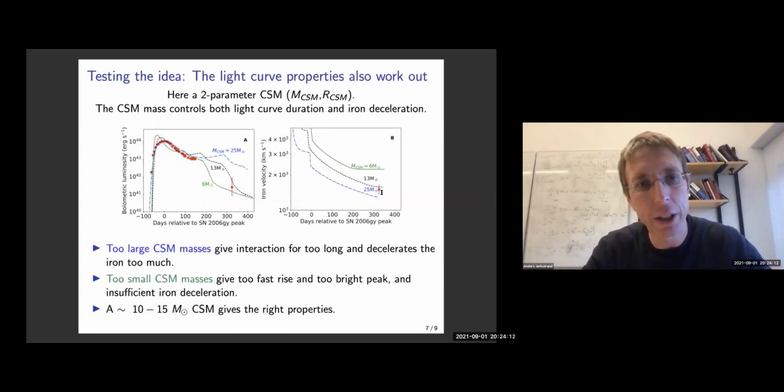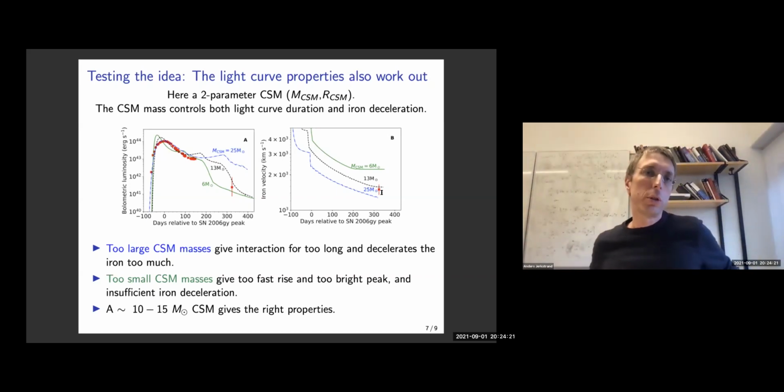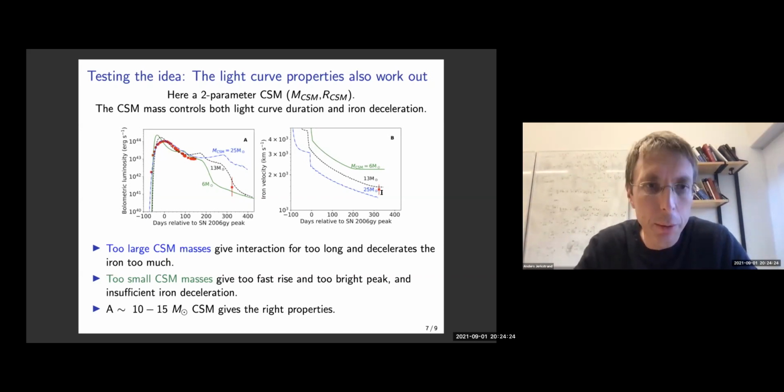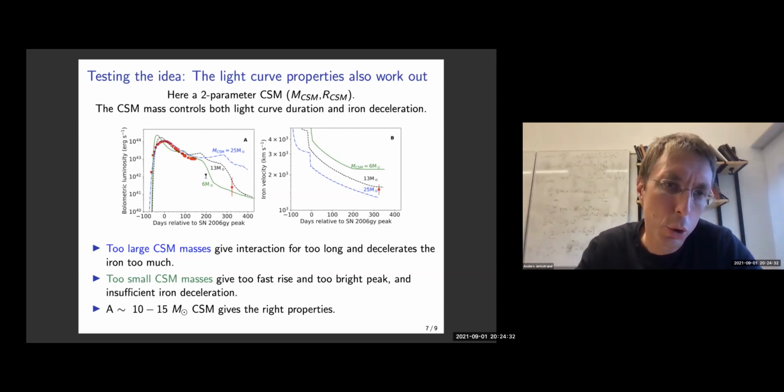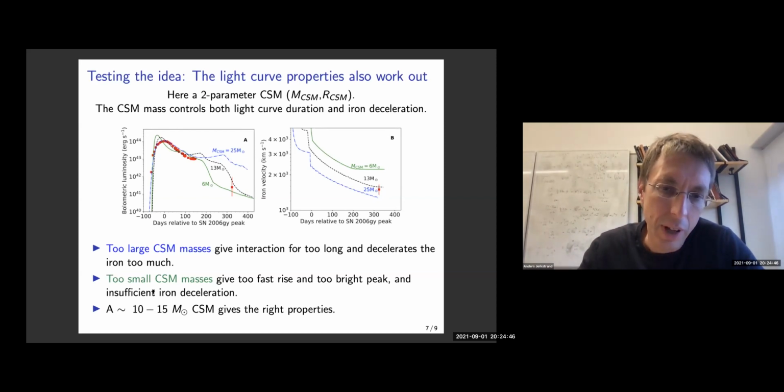We then said, what about the light curve? Can we make this extremely bright light curve? And so we took again a standard Type Ia explosion model, and we took a publicly available radiation hydrocode, and we just slammed it into a shell of material with different mass. And yeah, you can make the right luminosity and duration here. Now, this modeling is quite simple, but we tried to say, okay, what is the mass of the CSM that we need? And the best value we get is about 10 to 15 solar masses of CSM, which is consistent with earlier estimates.